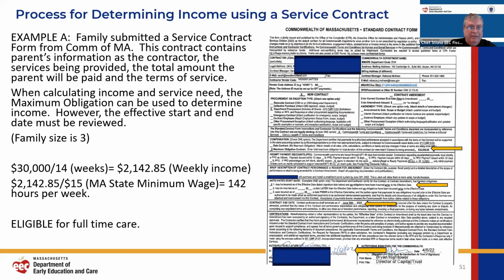But just on calculating, for a calculating point here, it's a family size of 3. The maximum obligation on this contract is $30,000. The term of the contract is 14 weeks. Divide that, it gives you the 2,142 in weekly income. Take the 2,142 divided by the minimum wage, gets you to 142 hours per week. The max that we can put in CCFA is 60 hours, I believe, 60. Anyway, so these guys, girls, doing a lot of work per week. But long story short, they are eligible for the full-time care.